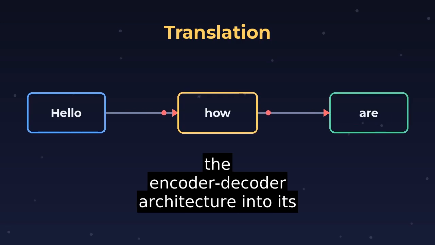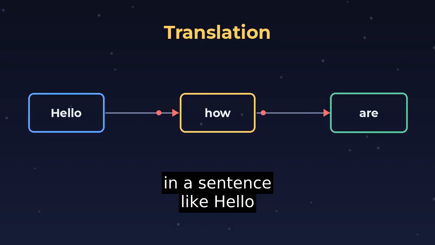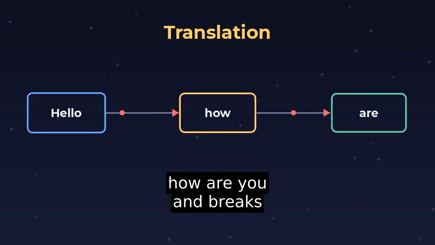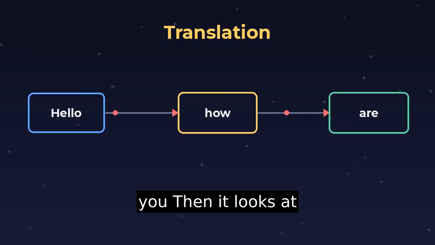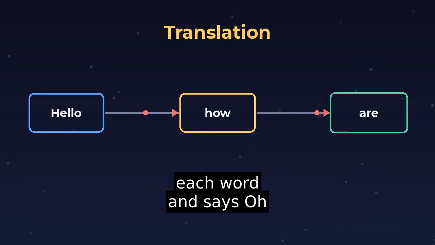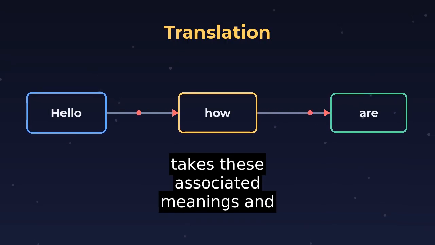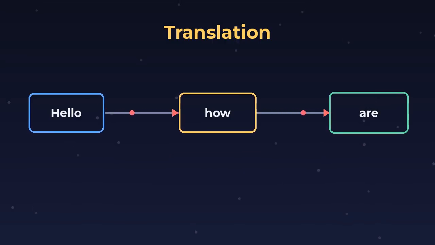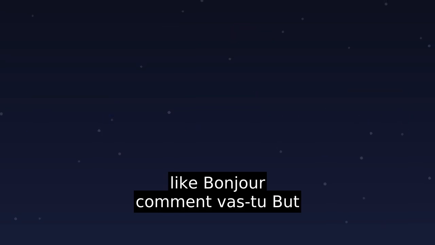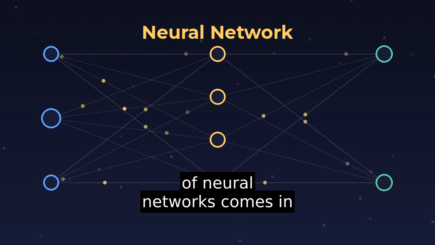Let's break down the encoder-decoder architecture into its individual parts. The encoder takes in a sentence, like "hello, how are you," and breaks it down into individual words, like "hello," "how," "are," and "you." Then, it looks at each word and says, oh, this word is associated with this meaning. The decoder then takes these associated meanings and puts them back together again to form a translated sentence, like "bonjour, comment vas-tu?" But how does it know which words to associate with which meanings? That's where the magic of neural networks comes in.